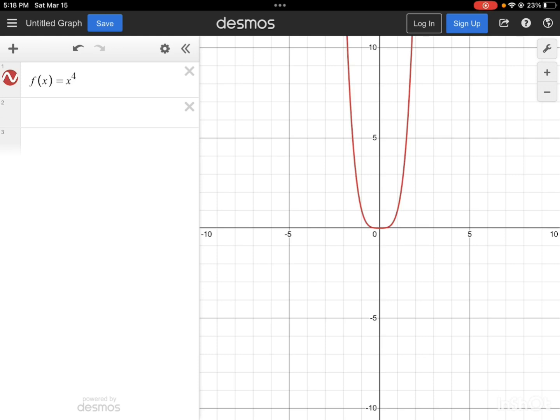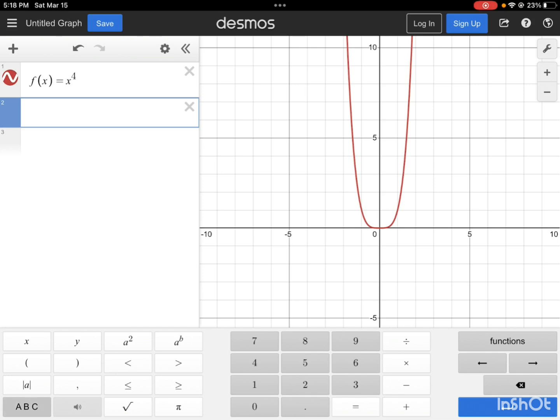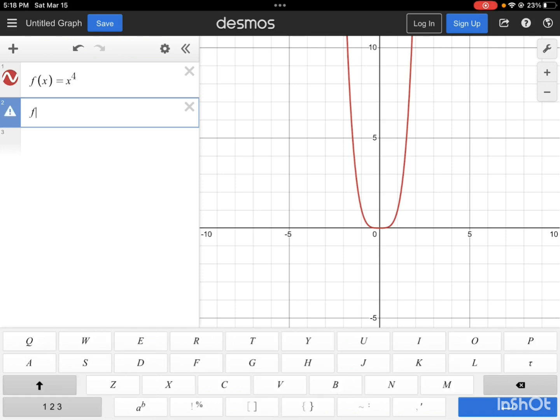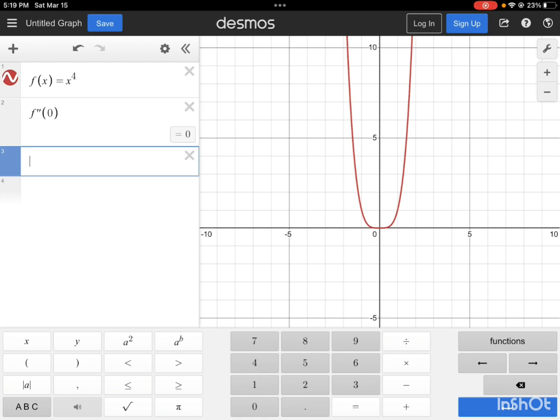So I've gone ahead and graphed the function into Desmos. And now all that's left to do is to evaluate the second derivative at 0. The second derivative when x is equal to 0 is 0. However, if you look at the origin, the graph does not change concavity at x is equal to 0. In fact, the graph of this function is always concave up.